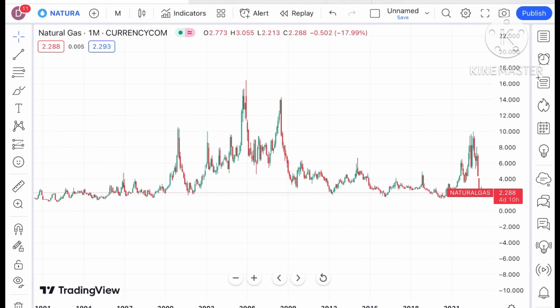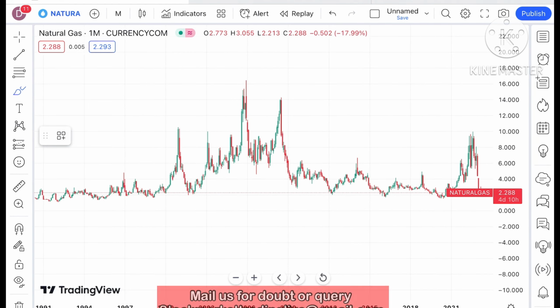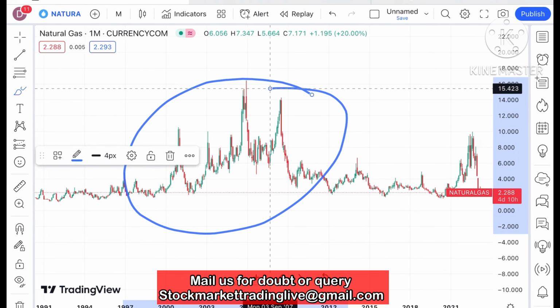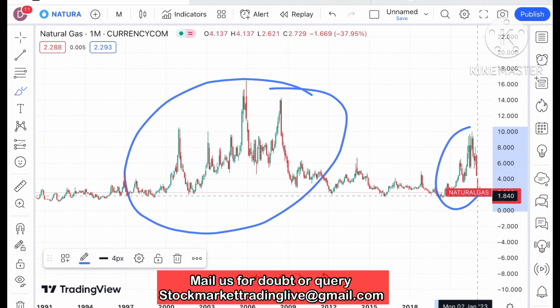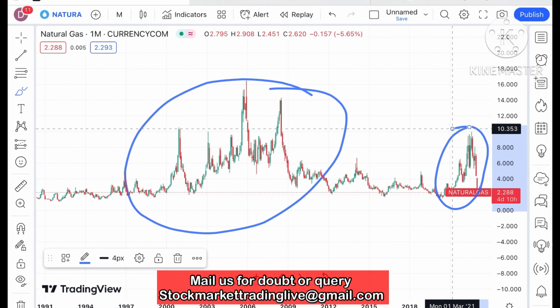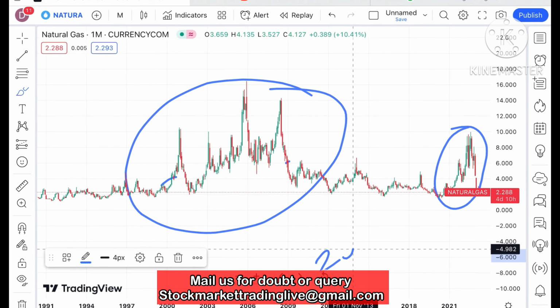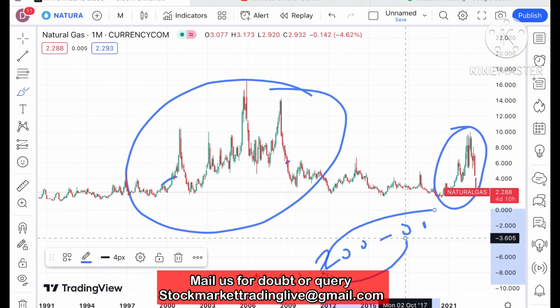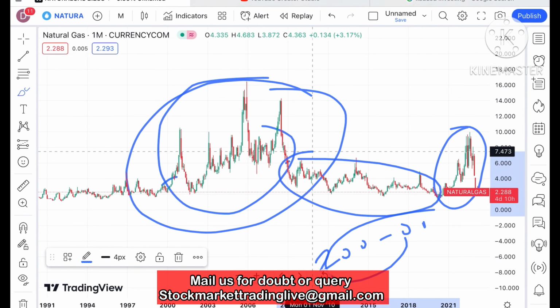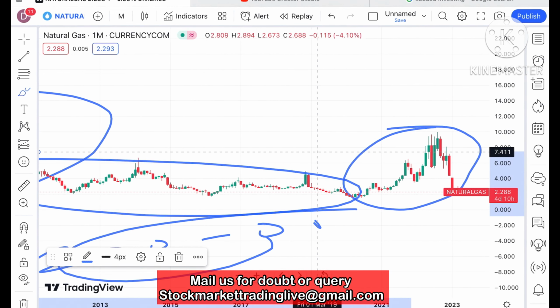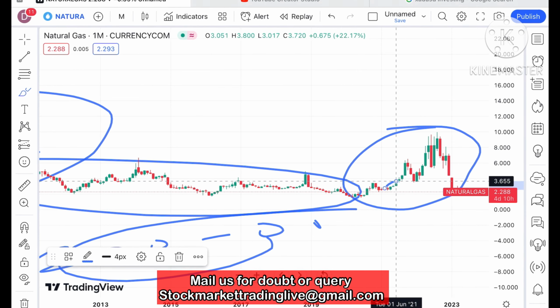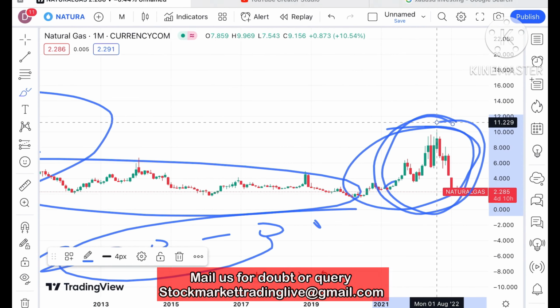Why? Because you have to understand that the volatility is very high here. After that the volatility is here. This is the period from 2000 to 2008 where the volatility is high. After that it was moving in this particular zone, and again there is volatility after 2021 in natural gas.